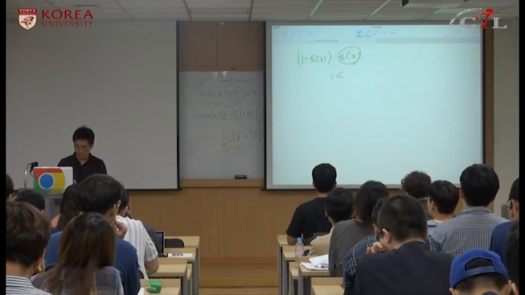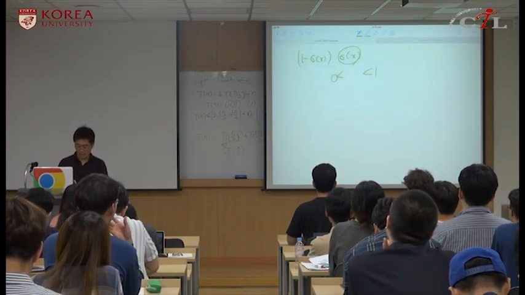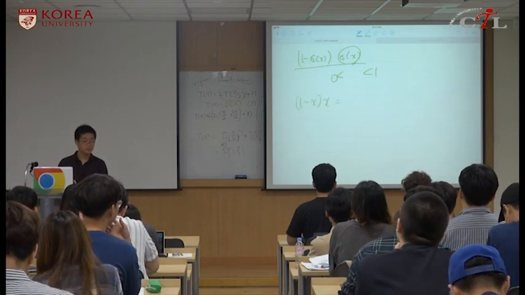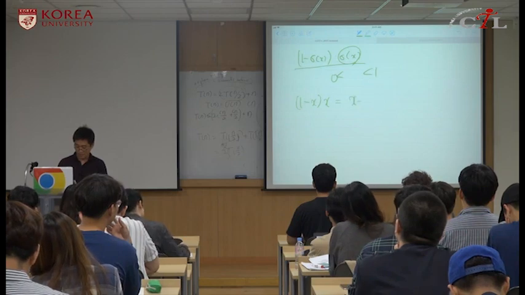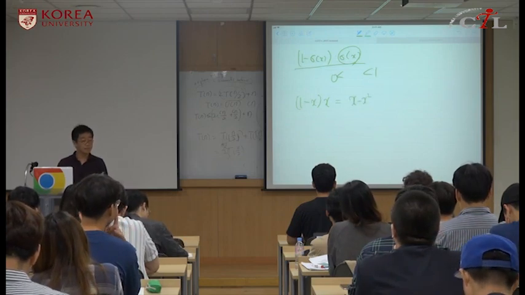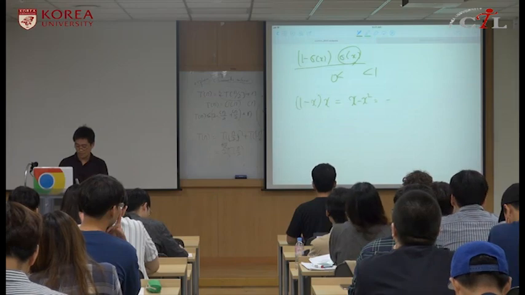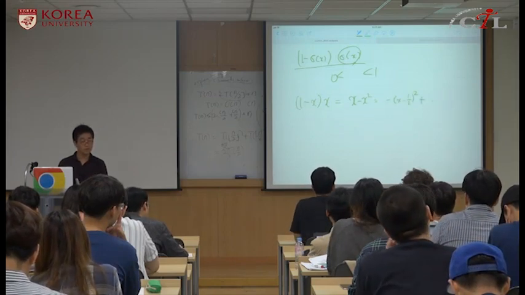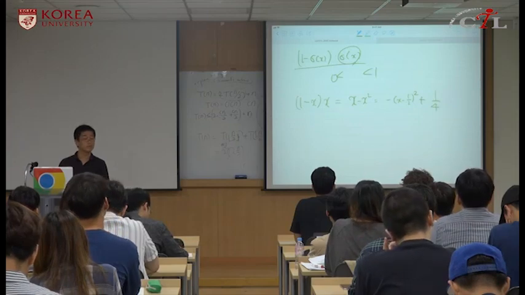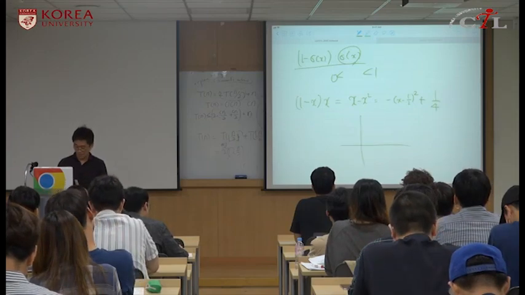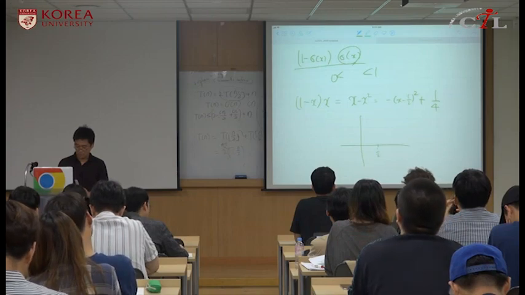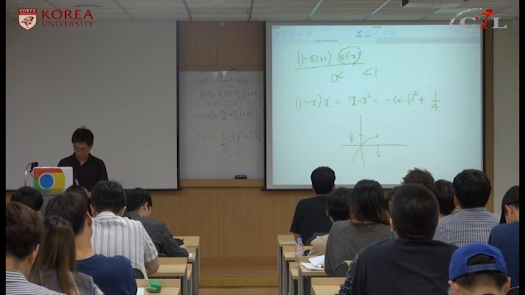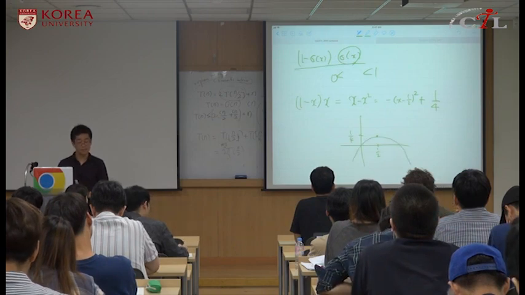Where this input is between 0 and 1. Let's represent it as the function x minus x squared, and then rewrite it into this form: minus x minus 1/2 squared, plus 1/4. So it has the graph with 1/2 and 1/4, like this.